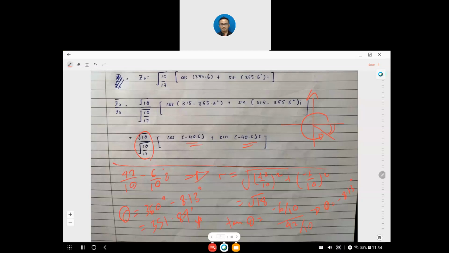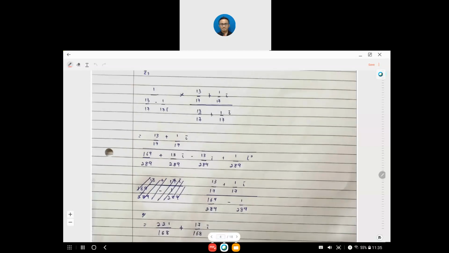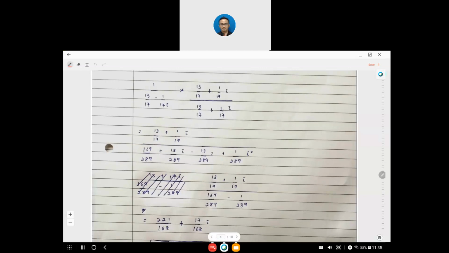Okay, next question C. 1 over Z3. So this one also same thing. 1 over Z3. Okay, what is your Z3? Z3 is 3 minus i divided by 4 minus i. Okay, why this? Oh, okay, okay, they already simplified this Z3.